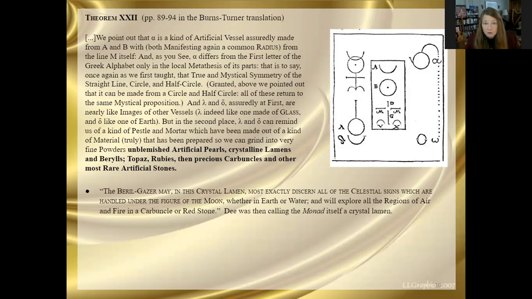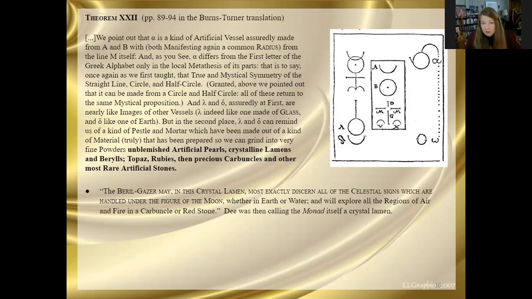So let's go through that quote from the letter to Maximilian, just in case we don't remember it perfectly. In the letter to Maximilian, when Dee is talking about all these different professions that would benefit from understanding his monad, he says, the barrel gazer may, in the crystal lamen, most exactly discern all of the celestial signs which are handled under the figure of the moon, whether in earth or water, and will explore all the regions of air and fire in a carbuncle or red stone.